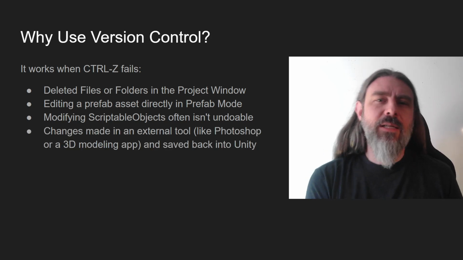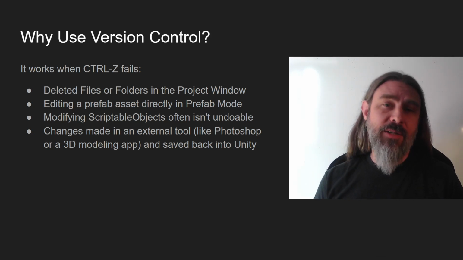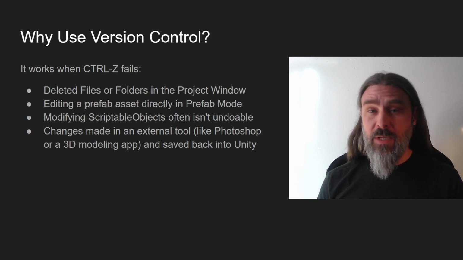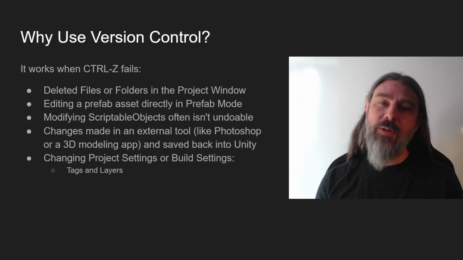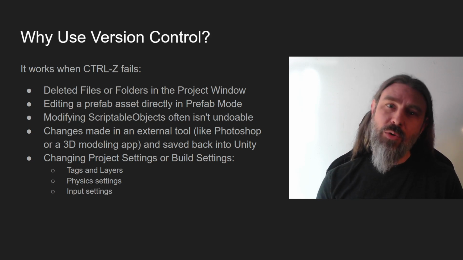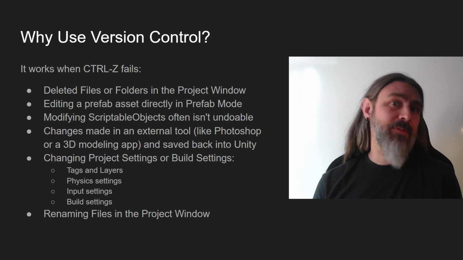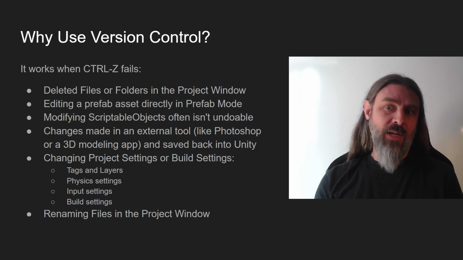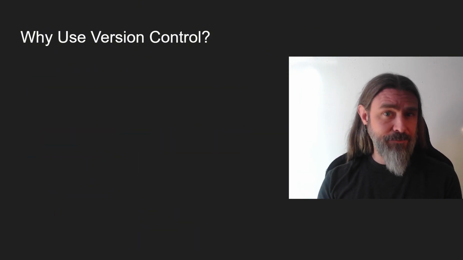Changes made in an external tool like Photoshop or a 3D modeling app like Blender that you save back into Unity, those changes can't be undone in Unity. Changing project settings or build settings. So for example, if you're adding or removing tags and layers, or changing physics settings, or the input settings, or build settings. Also, if you rename files in the project window, you can't undo that. So these are all things that chances are you're going to do at some point, and you might want to undo them. And you can't just Control-Z in Unity to fix that, but version control can fix that.